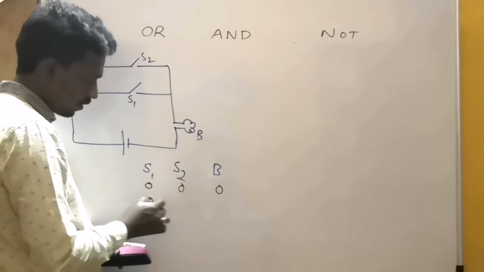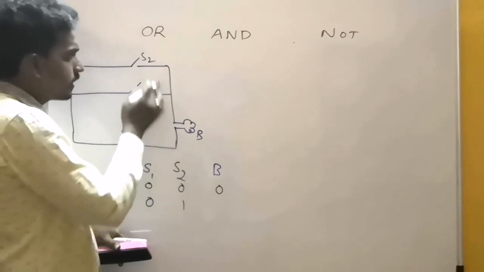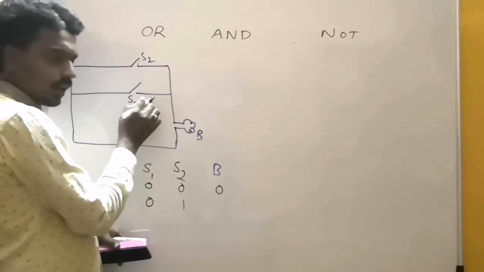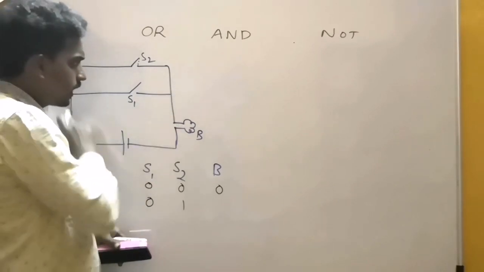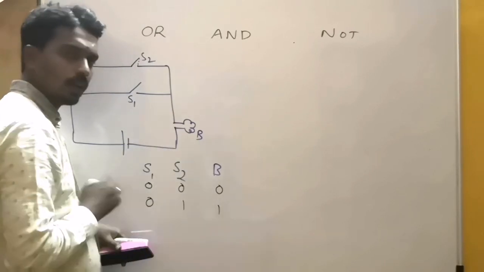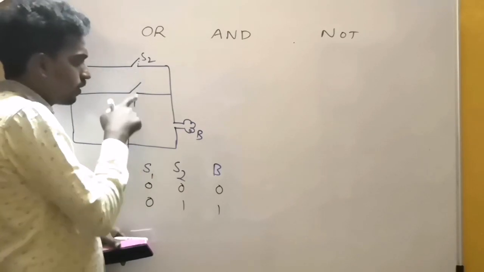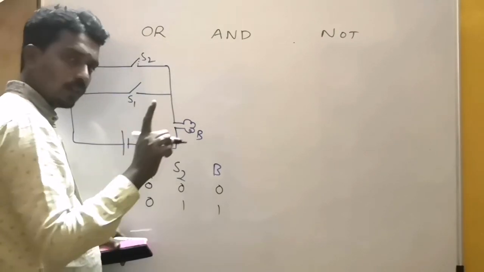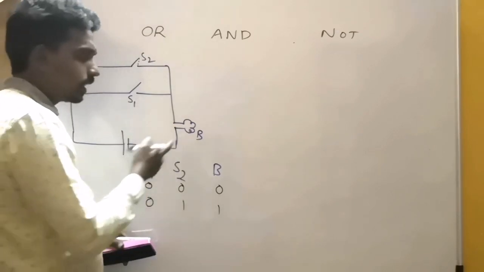Now 0, 1. Switch S1 is open, but S2 is closed. This is not completed, but the circuit is completed through S2. This is a closed one. Then current will pass through S2, then pass through the bulb. Then the bulb will glow. So 1. So when S2 is closed but S1 is open, current is passing through S2. So S2 is 1, input is on. But S1 is 0, still you are getting output, that is the glowing bulb.